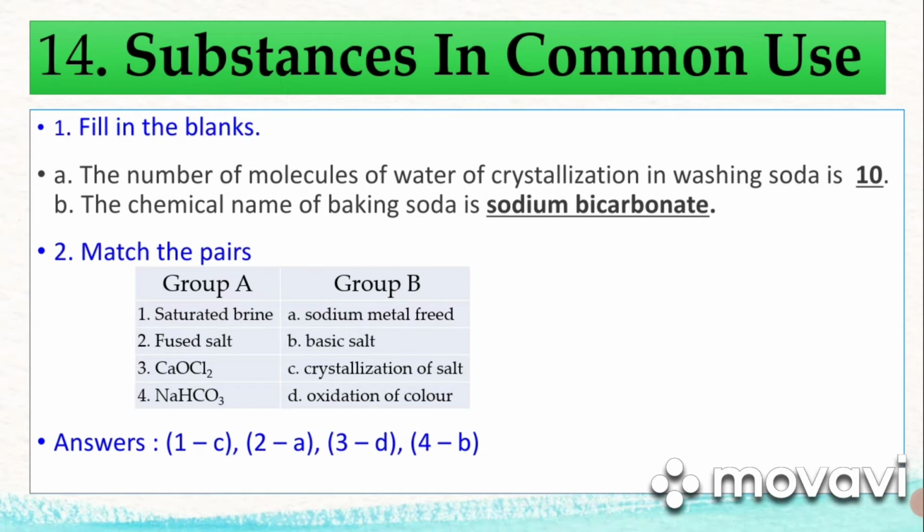Question 2, match the pairs. The answers are: for 1, saturated brine, the option is C, crystallization of salt. For 2, that is fused salt, the option is A, sodium metal freed. For 3, that is calcium oxychloride or bleaching powder, the option is D, that is oxidation of color. And 4, that is sodium bicarbonate, the option is B, basic salt.